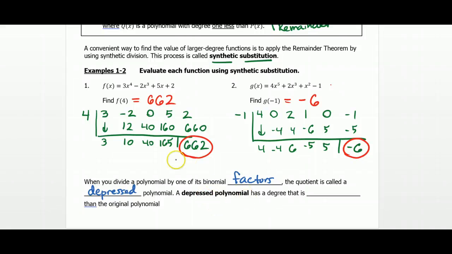A depressed polynomial, so this right here would be an example if we made that 3x cubed plus 10x squared plus 40x plus 165. Okay, the shorter version, if you will, of the polynomial. So a depressed polynomial always has a degree that is 1 less than the original polynomial.